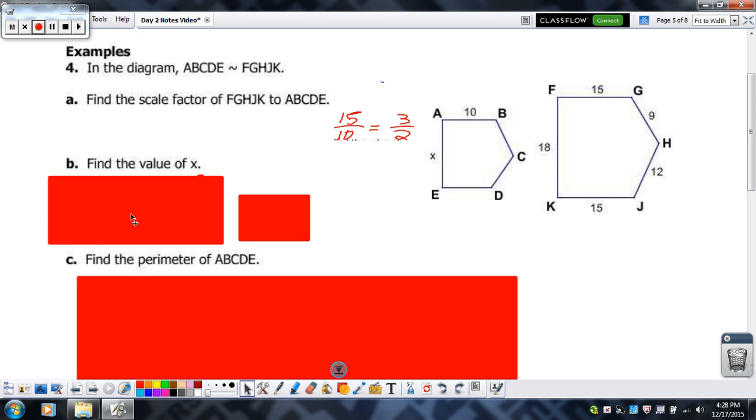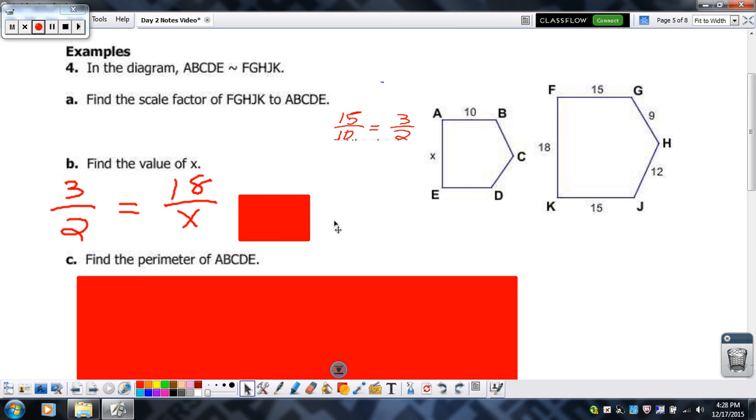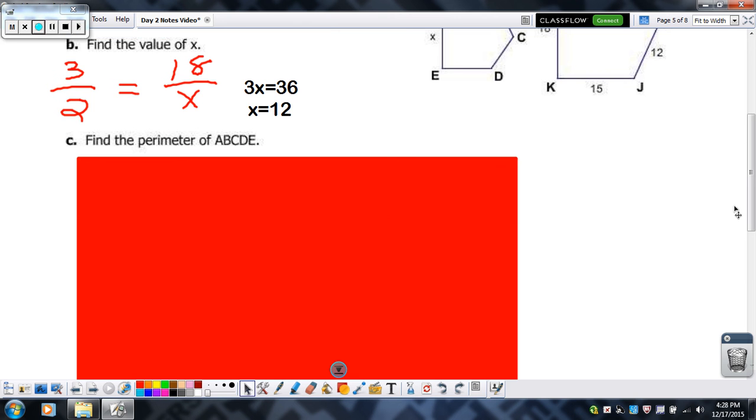So we're going to have 18 over x set equal to 3 over 2. Then we're going to cross multiply, and we get that 3x equals 36, and we're going to divide by 3 to get that x equals 12. Now they want me to find the perimeter of shape ABCDE.